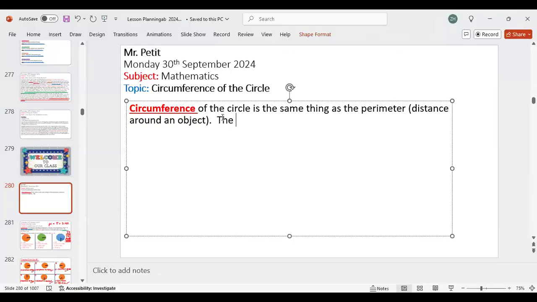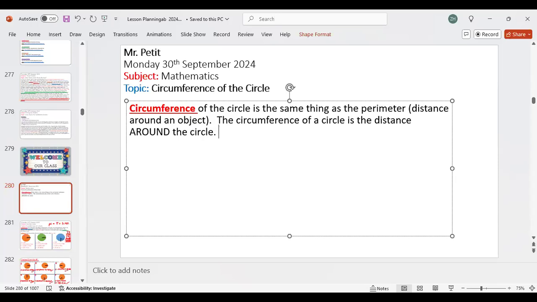It's the same thing as the perimeter. The perimeter is the distance around the object. Very good. So the circumference of a circle is the distance around the circle, not inside, because that would be the area. The amount of space that circle occupies would be the area, but we're talking just about the distance around that circle, right? So the circumference of the circle is the distance around the circle.